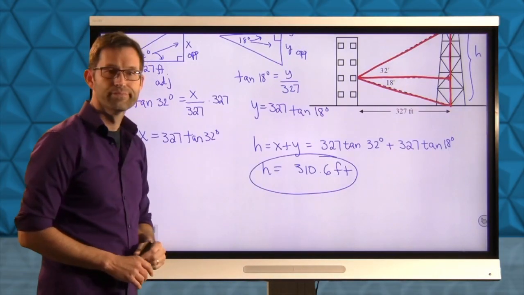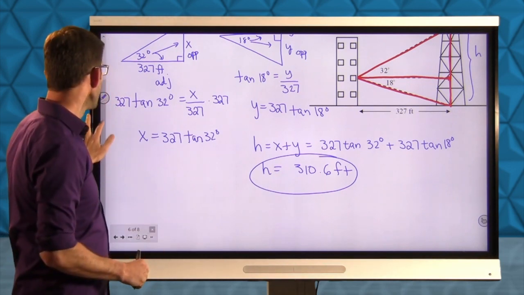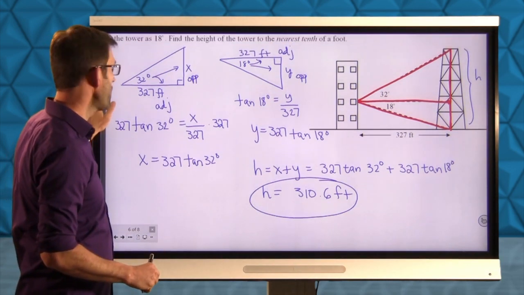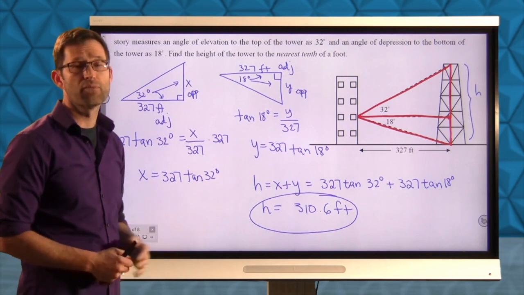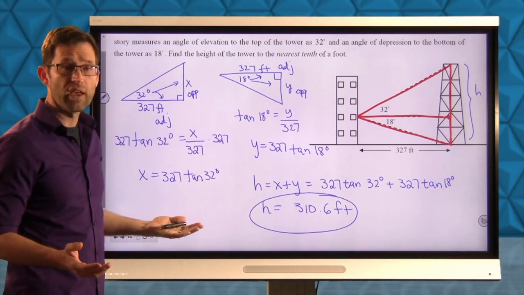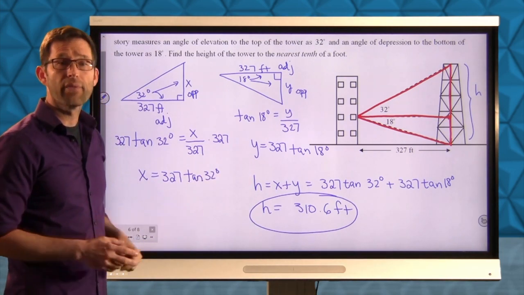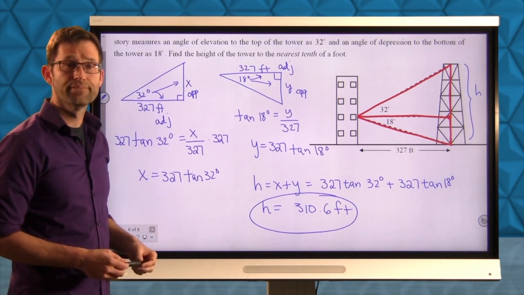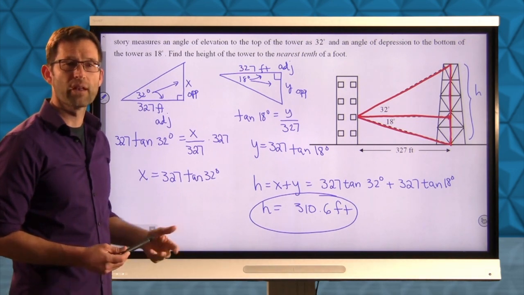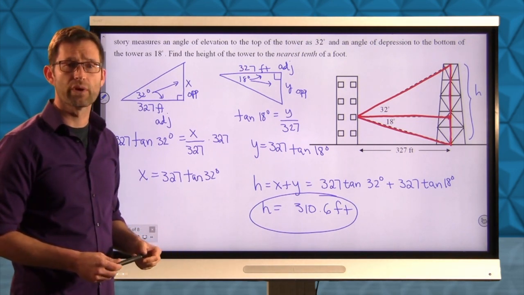All right. And again, that's it. The only thing more challenging about this problem than other ones that we've done is that we had to set up two trig ratios. They were both tangent. And then we had to add those together to get our final answer. Take a look, write down anything you need to, then we'll move on to the last trig application problem.